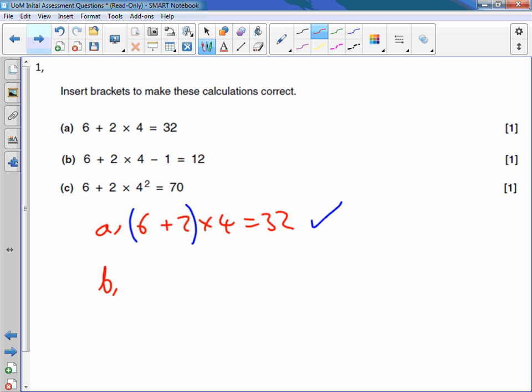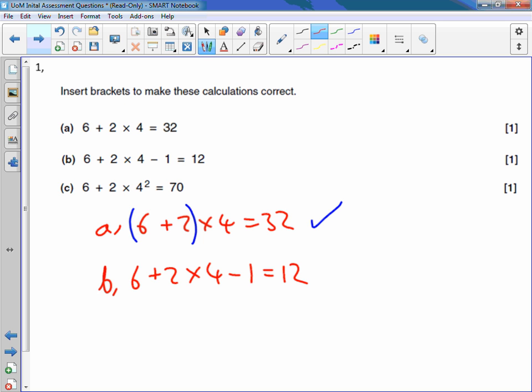So to start off with, we've got 6 plus 2 times 4, take away 1 equals 12. So again, let's have a quick look at this. If we were to do it without any brackets at all, we'll do our 2 times 4 first, which is 8. We would then add our 6, so that gives us 14 again. And then we subtract 1 to get 13, which isn't 12. Okay, so that's not working. So we're either going to have to put brackets around our 6 plus 2, or our 4 minus 1 to make this work.